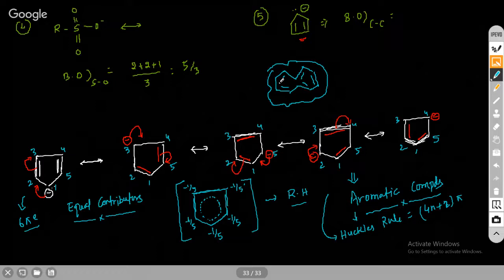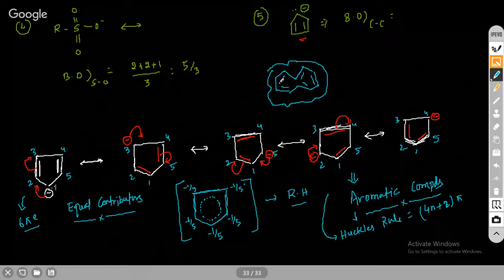Okay. So to find out whether a compound is aromatic, you can also do this. Try to draw the resonating structures, analyze the structure, and see whether the pi electrons are equally distributed or not. If they are equally distributed, then the possibility of aromaticity is there. Then you have to check whether the molecule is planar or not.